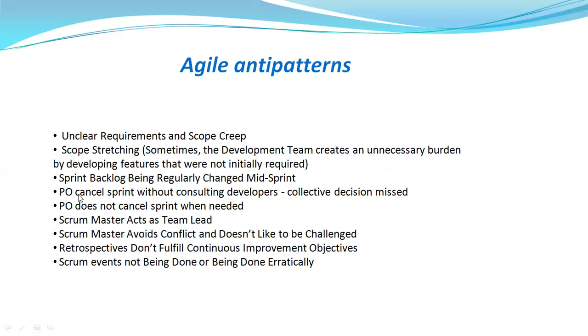Then, PO cancels the sprint without consulting developers. It should be a collective decision. Yes, I have posted a separate video on the cancellation of a sprint, when and who can cancel a sprint. So the PO can do that, but not without consulting the developers or the team. And if a collective decision is not taken, then that is an Agile anti-pattern. Then, PO does not cancel the sprint when needed. Yes, if a sprint really should be cancelled, and if the sprint goal is becoming obsolete, then the PO should do that.